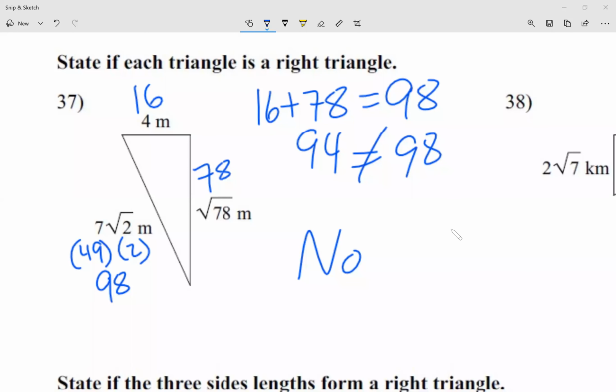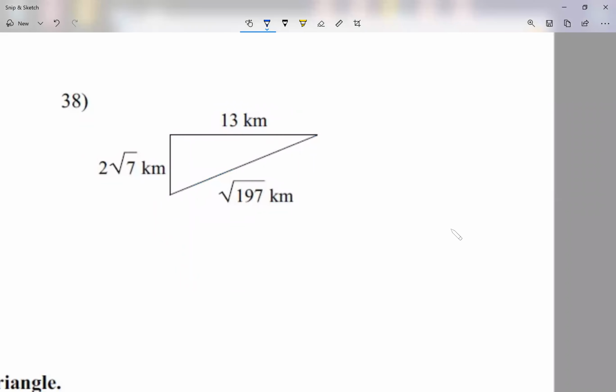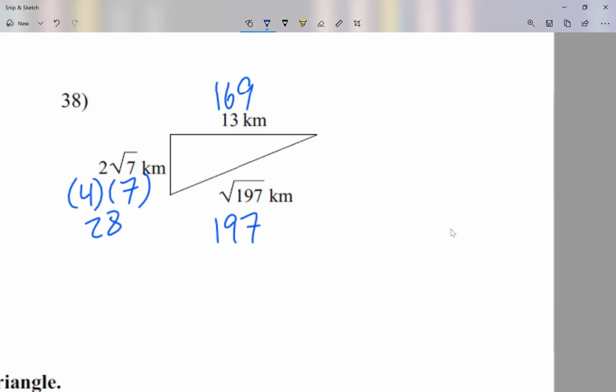Let me take a look at number 38. Let me square everything. Now, 13 squared, right? 13 times 13 is 169. That's easy. Square root of 197 all squared is just 197, right? That's easy. Now, the other one, if I only had the 2, 2 squared is 4. If I only had the radical, it's 7. Because it's both, multiply them out, so 28.